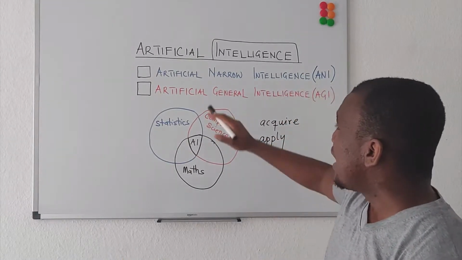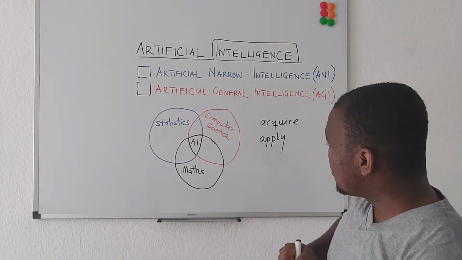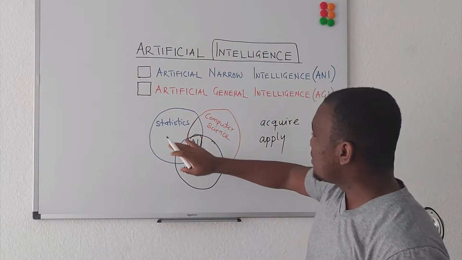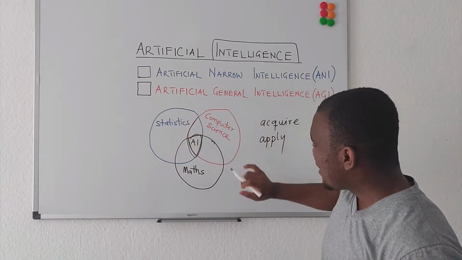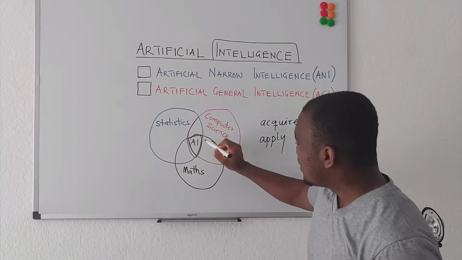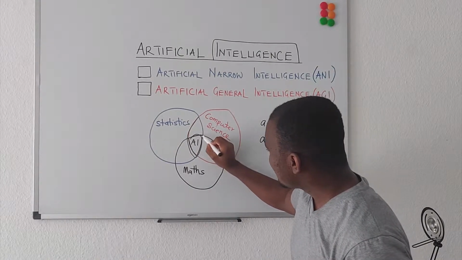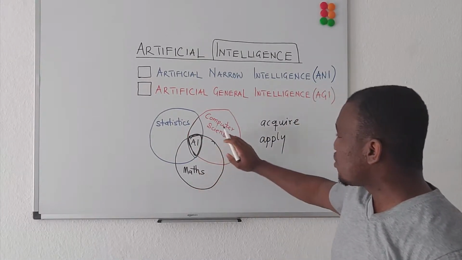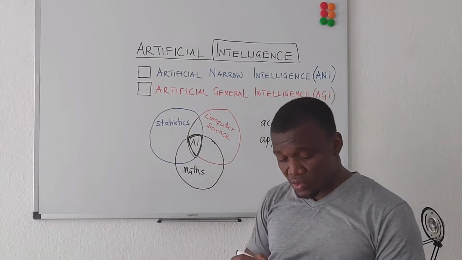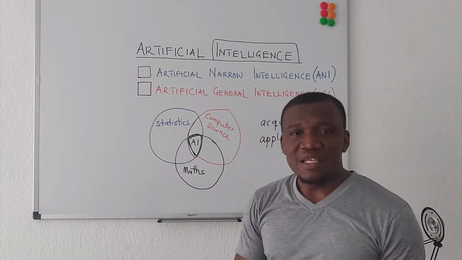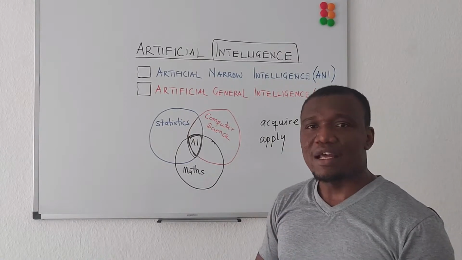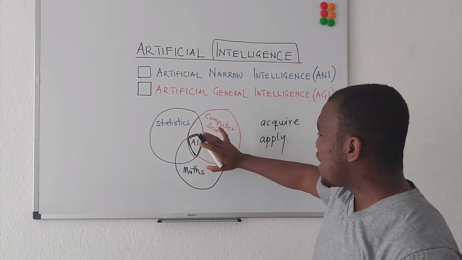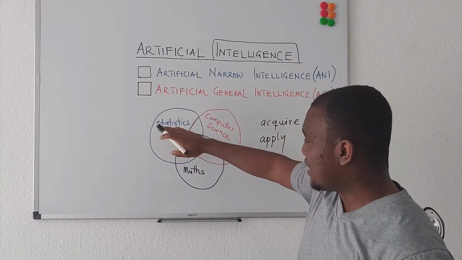Okay, and so artificial intelligence is actually an intersection of these 3 fields, that is statistics, computer science, and mathematics. So AI, or artificial intelligence, sits at the intersection of these 3 fields: mathematics, computer science, and statistics, and it seeks to give the computer the ability to be able to acquire knowledge and to be able to apply knowledge. And that is all that AI seeks to achieve.